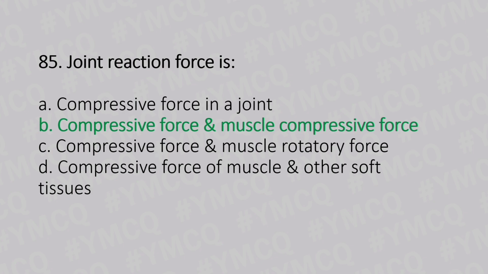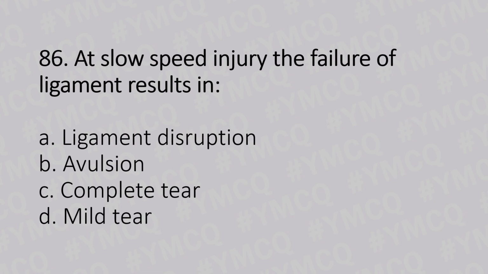Moving to our 86th question. At slow speed injury, the failure of ligament results in: option A, ligament disruption; option B, avulsion; option C, complete tear; option D, mild tear. And the answer is option B, avulsion.